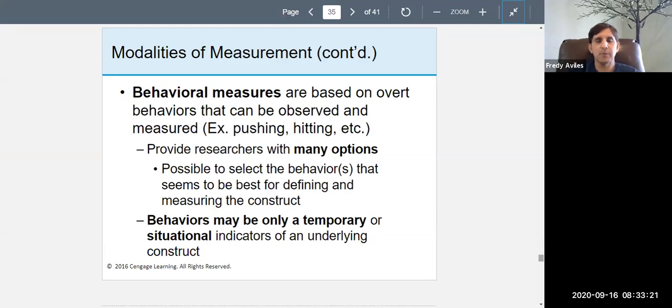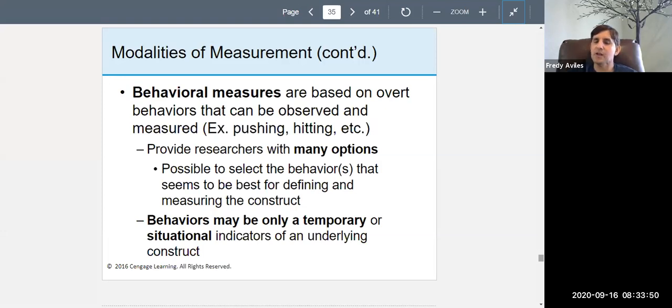When you observe people, you need to look for things that you can see. And what can you see? You can see behavior, okay? You can see if someone's pushing or hitting someone, if someone is playing, or if they're just sitting there quietly. You can observe behavior, so you can just check things off. Behavioral measures provide researchers with many options. It's possible to select behaviors that seem to be the best for defining and measuring a construct.